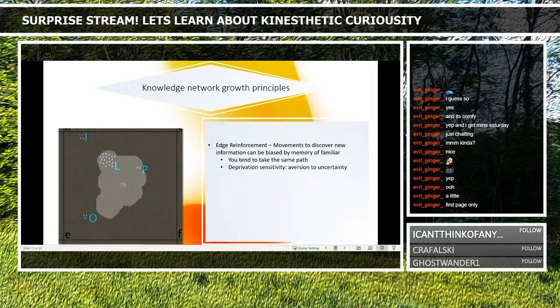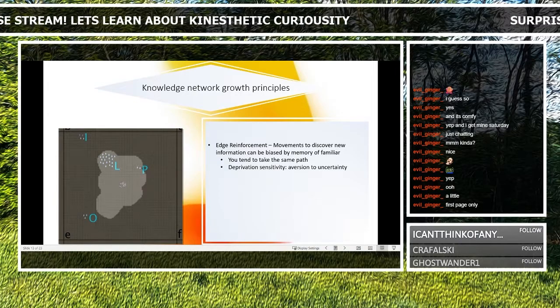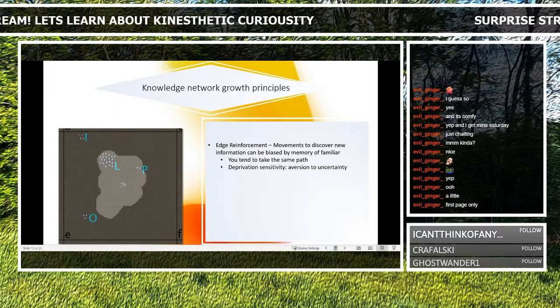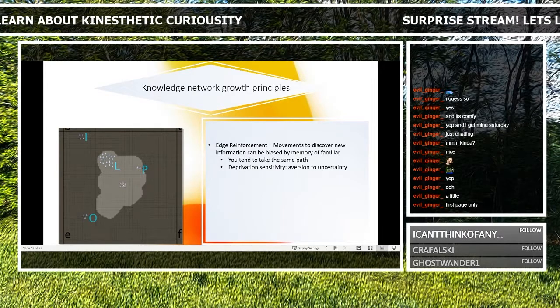And that's what I bring up for deprivation sensitivity, right? If you don't find what you're searching for right away, you just revise your search. Like if you don't find it on the first page, you never go to the second page. And that's what I use as my example for deprivation sensitivity, like your aversion to uncertainty. You know that first page is good, so you don't go anywhere else.